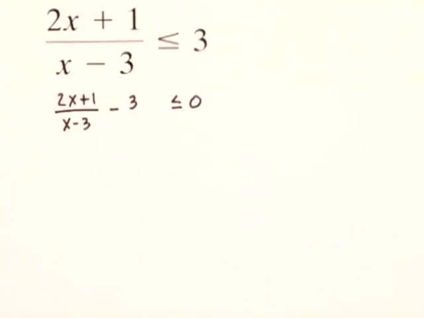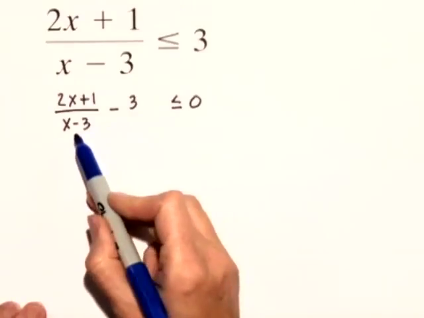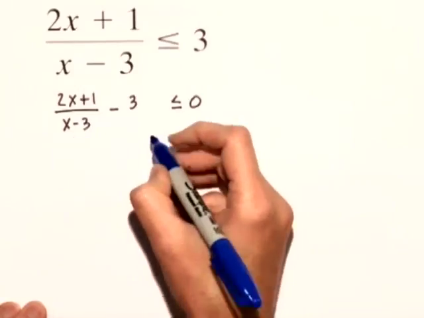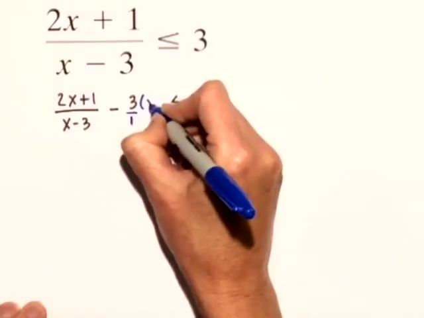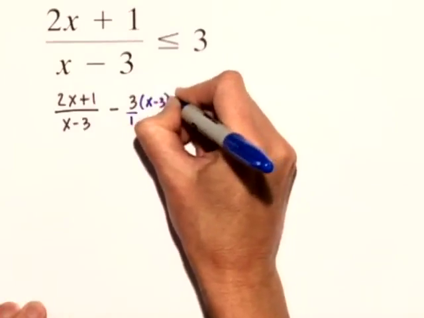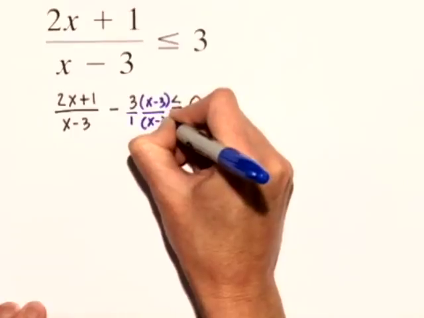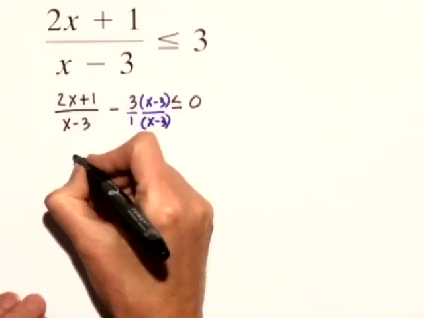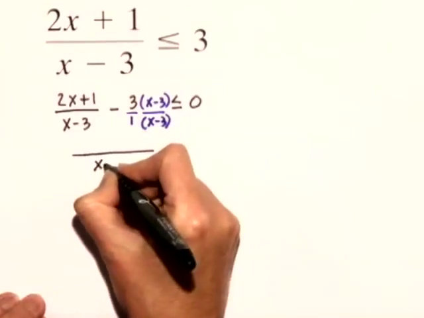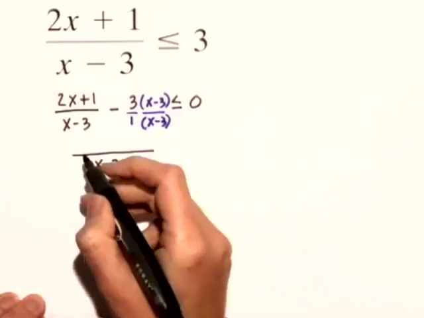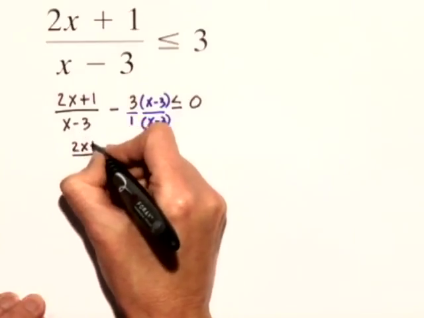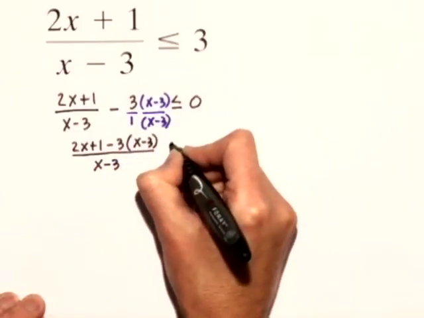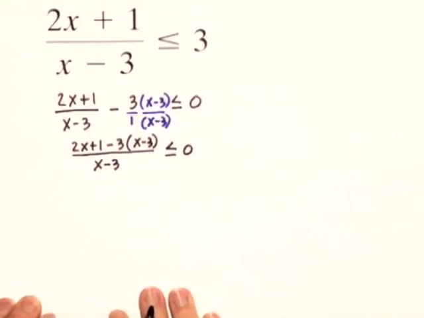Now, we want to make sure that we have a common denominator to combine these two terms on the left-hand side. So our common denominator will be x - 3. So I'll multiply the second term by (x - 3)/(x - 3) to get the common denominator. Now I can write the left-hand side with a denominator of x - 3. The numerator will be 2x + 1 - 3 times the quantity (x - 3), and this is less than or equal to 0.